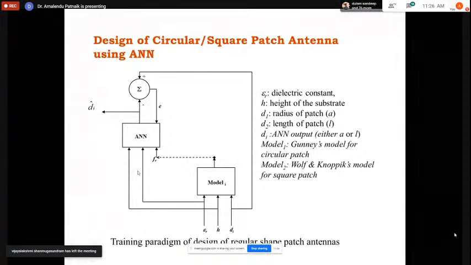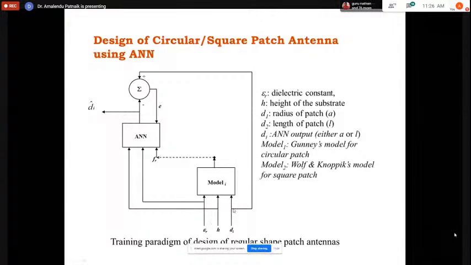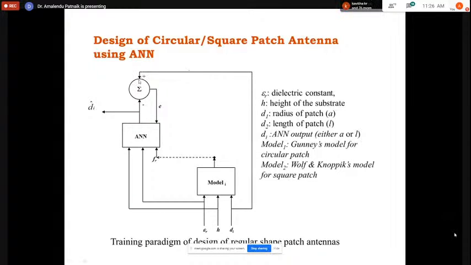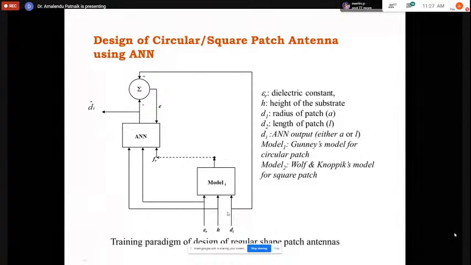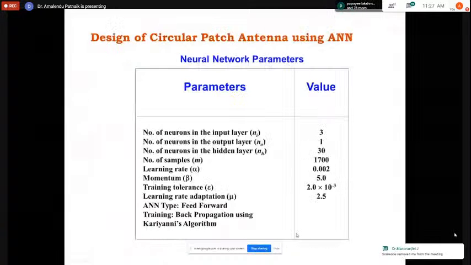of the patch. Okay, and this can be compared with the radius or the diameter I'm getting from the actual formula. Okay, that particular data I have already generated. So from this, the error can be minimized by the training of the neural network. So from that way, I can find out the radius.